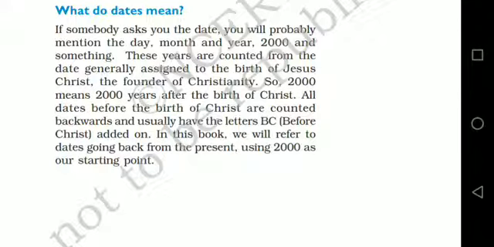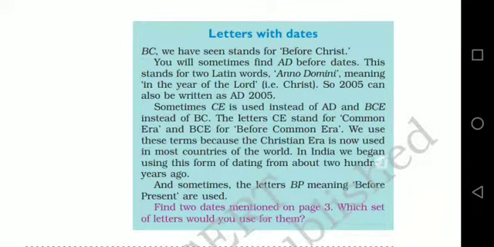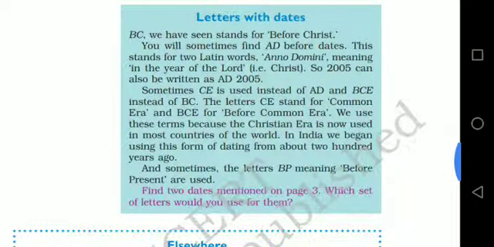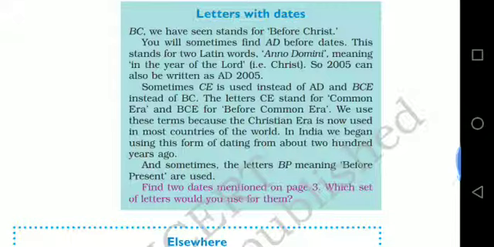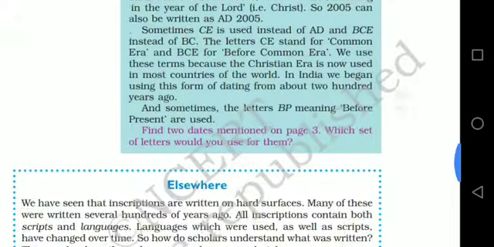So it means that the time before Jesus Christ was born came to be known as BC, and the time counted after the birth of Jesus came to be known as AD, Anno Domini. In simple words, BC means before Christ, and AD is known as Anno Domini. Okay.